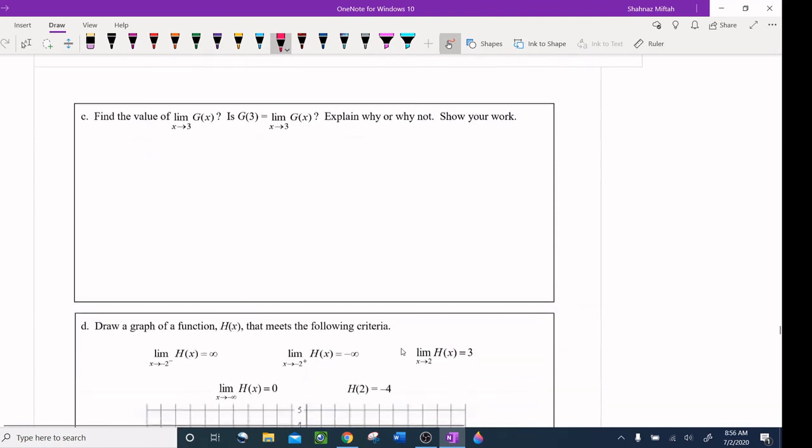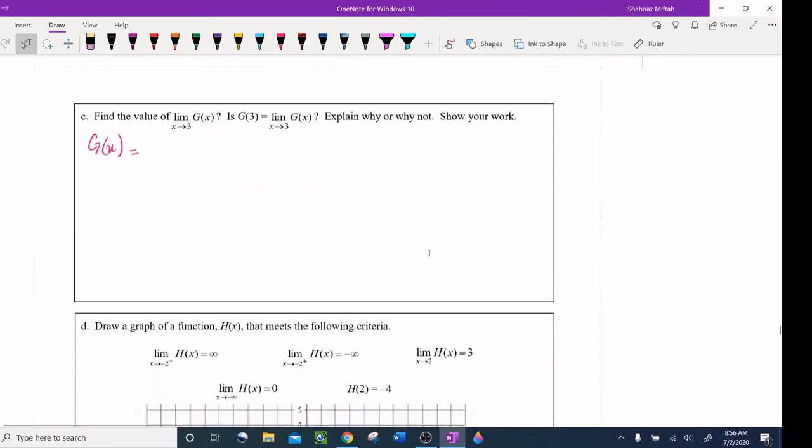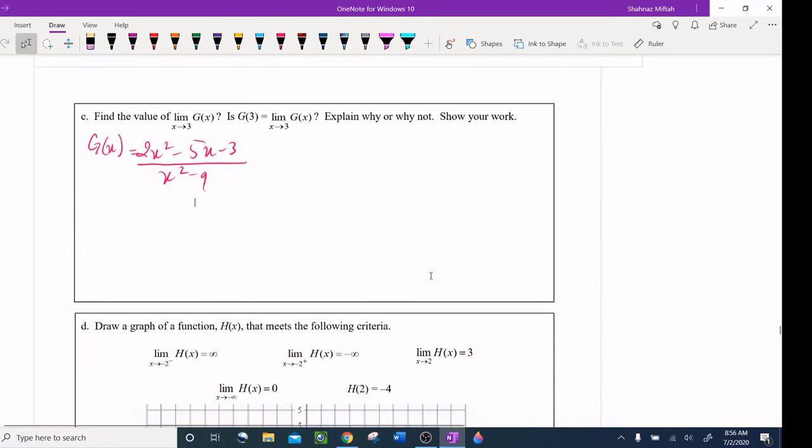Find the value of limit x approaches 3 of g of x. Okay, this is the first portion, and I am going to answer the first portion first. So my g of x function is up here. That is 2x squared minus 5x minus 3, and in the bottom, it's x squared minus 9, I think. Yes. So this is my g of x function, and since they said find the limit x approaches 3, you know direct substitution goes first. So I'm going to do direct substitution.